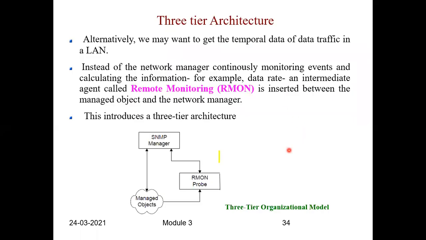So for that, suppose this is the SNMP manager and this is the managed object. The agent is inside the managed object itself, so it is not shown separately. So we have an RMON probe. What we are trying to do is, instead of the network manager continuously monitoring events and calculating the information, for example, the data rate, we introduce a probe called the remote monitoring probe, and it is introduced between the object and the manager. So this way, the architecture becomes a three-tier organization model.